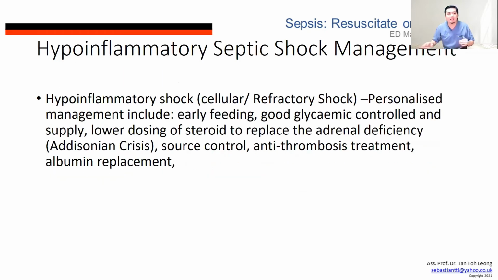Yeah. And hypoinflammatory septic shock management usually is more like personalized management: early feeding, good glycemic control, supply, and also low dosing of steroid to replace the adrenal deficiency, and also source control, antithrombosis definitely needed, and albumin replacement. You remember the albumin is needed to transport the lipid to the heart, and also a lot of pharmacodynamic agents need albumin to be a carrier, as well as a lot of minerals need albumin to be a carrier.